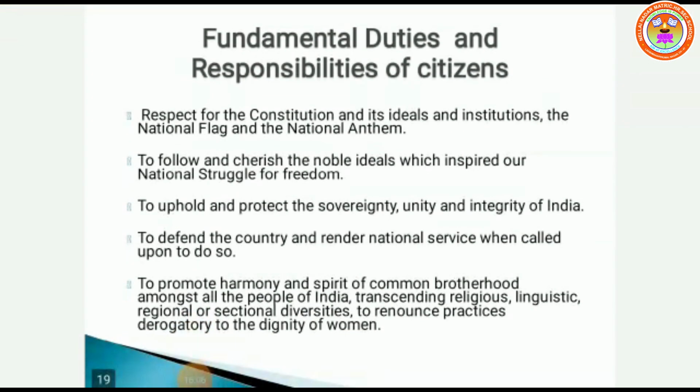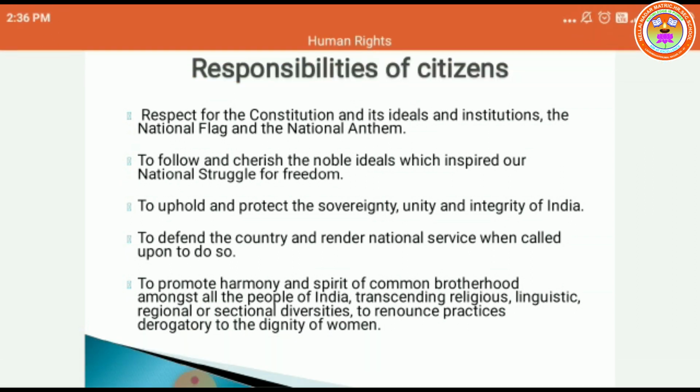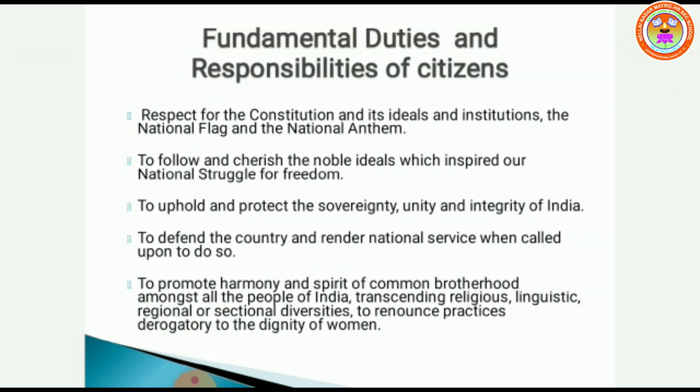Next, we are going to see the fundamental duties and responsibilities of a citizen. Being a citizen of India, what fundamental duties and responsibilities do we have? We have to respect our constitution and its ideals and institutions, the national flag and the national anthem. We have to cherish the noble ideals which inspired our national struggle for freedom. People who worked really hard for freedom, we have to respect them and be inspired by them. To uphold and protect the sovereignty, unity and integrity of India, to defend the country and render national service when called upon to do so. We are supposed to be ready to do that.